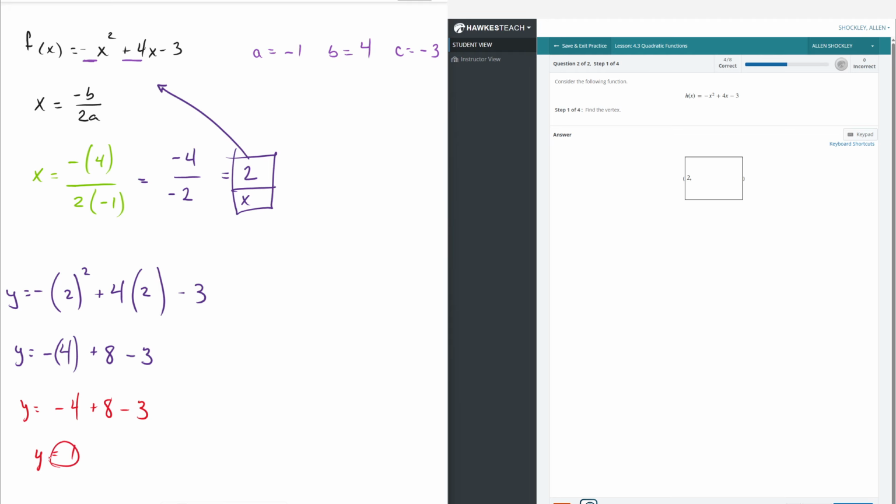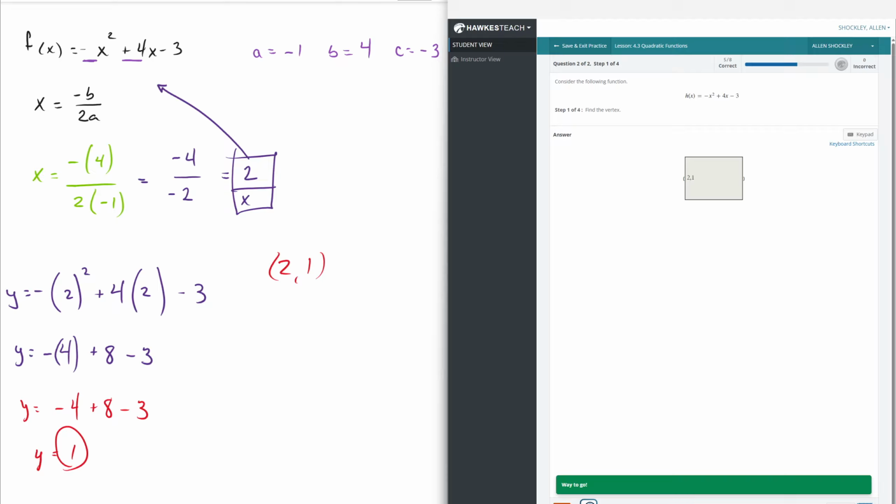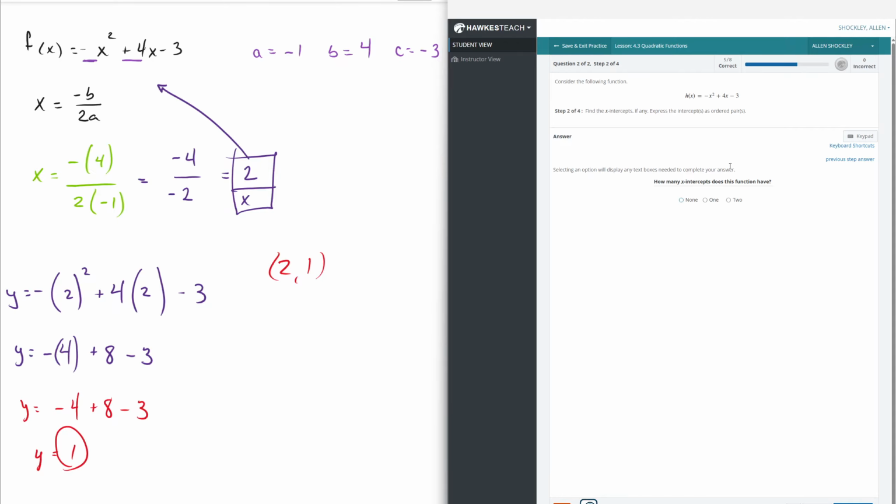So now I know that I have a coordinate, circle that a little bit better, at 2, 1. We'll go back here and type 1. Again, it wants to know how many x-intercepts I have. We get to solve.